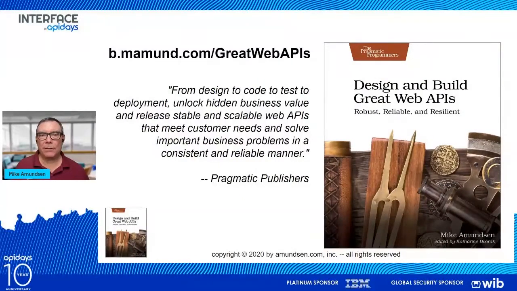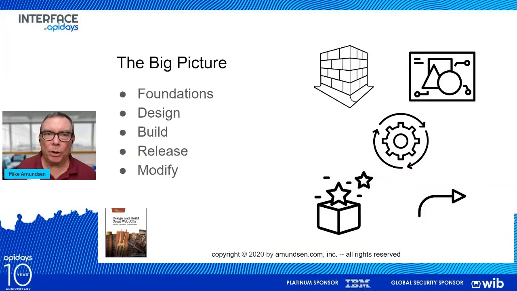Now, most of the material that's coming out of this talk is from a book I wrote for Pragmatic Publishers called Design and Build Great Web APIs. I might rush through some of the material here because I want to give you the big picture, the big life cycle picture that we've been talking about. But don't worry, I'll share these slides at the end. You'll be able to get these slides. And if you're really interested, you can dig in more in the book.